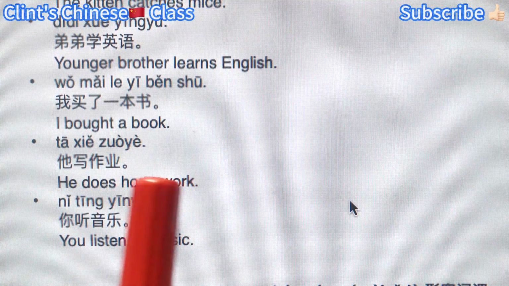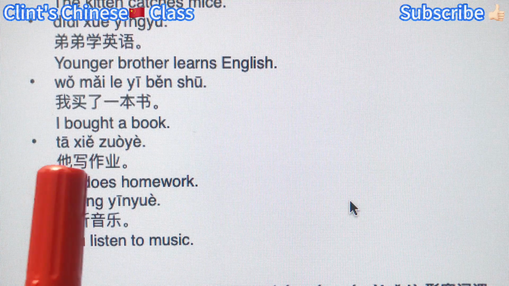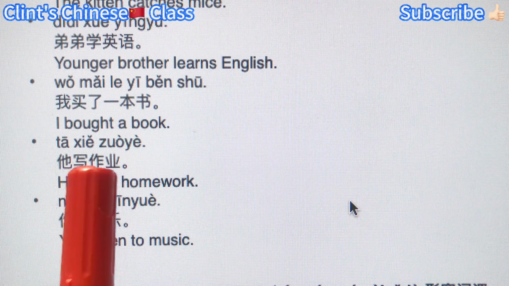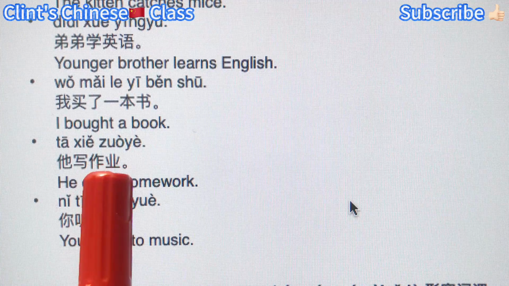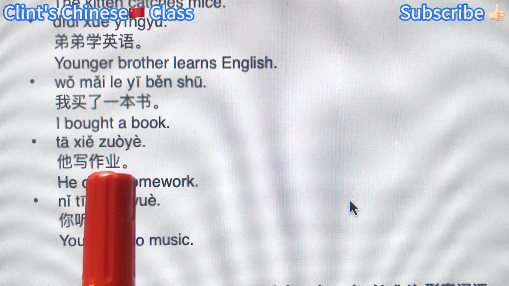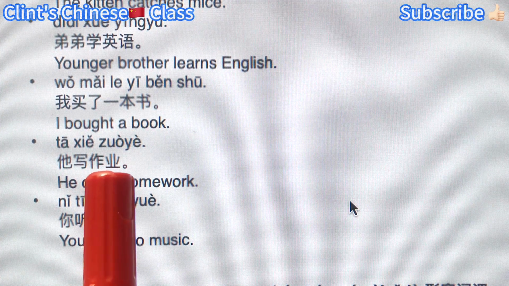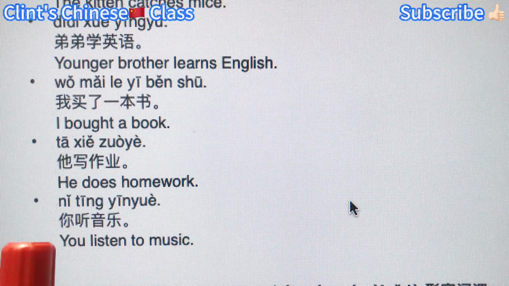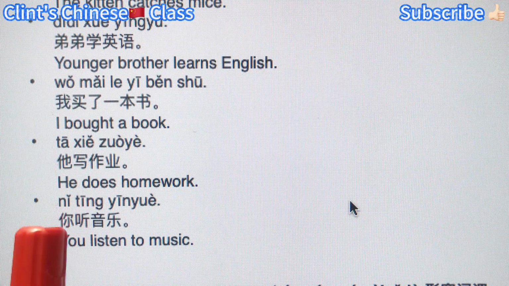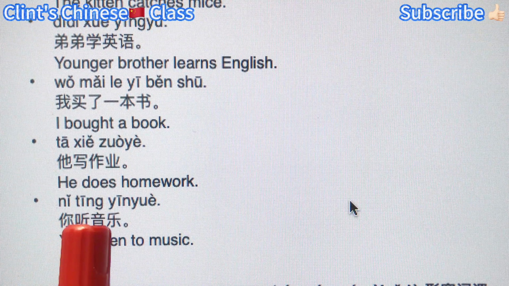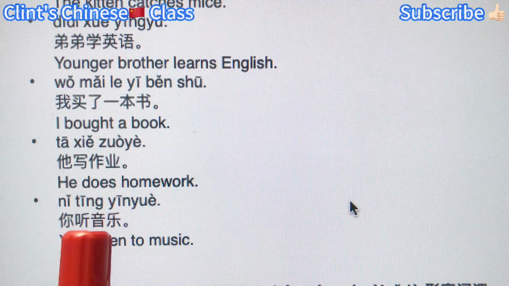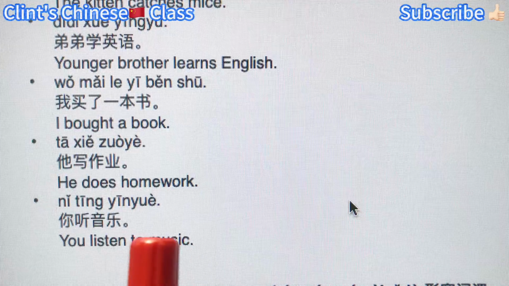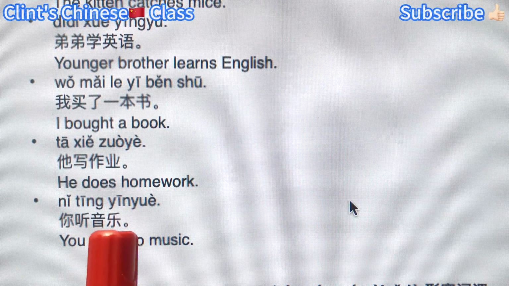He does homework. 他, he, subject. 写, write or does, verb or predicate. And 作业, homework, here is object. You listen to music. 你, you, subject. 听, listen or listen to, verb, predicate. 音乐, music, and is object.